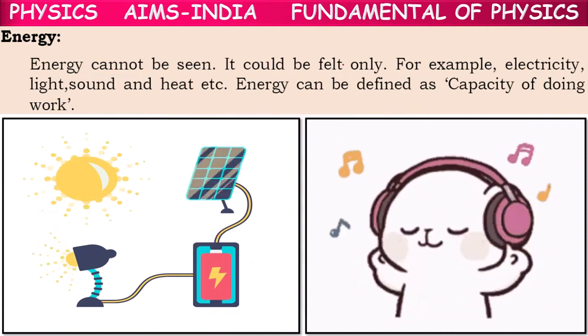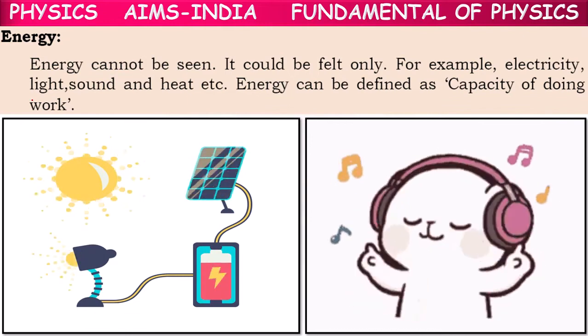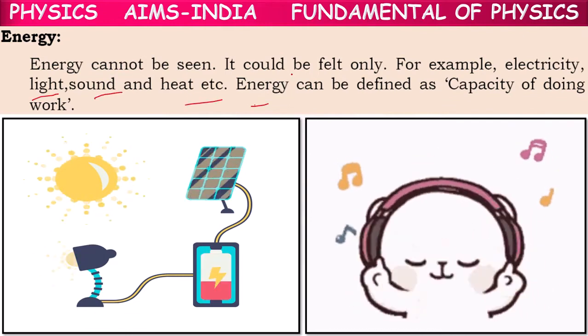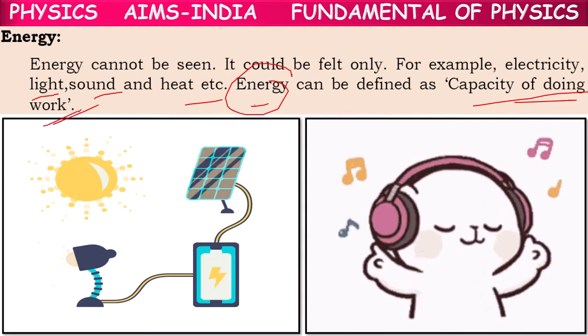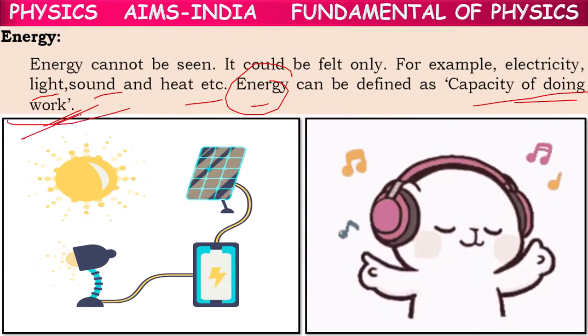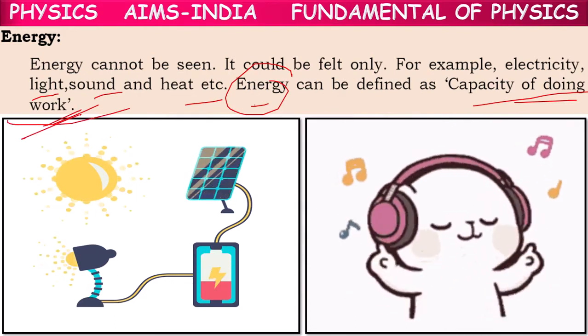For example, electricity, light, sound, heat, etc. Energy means the capacity of doing work. Capacity of doing work is called energy.